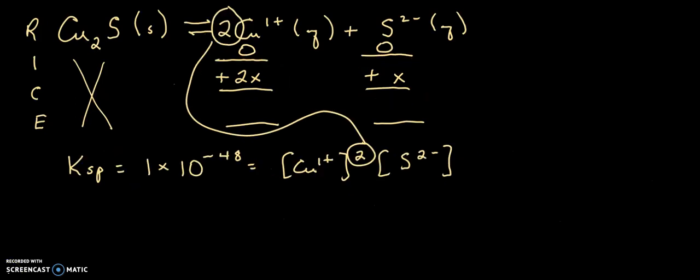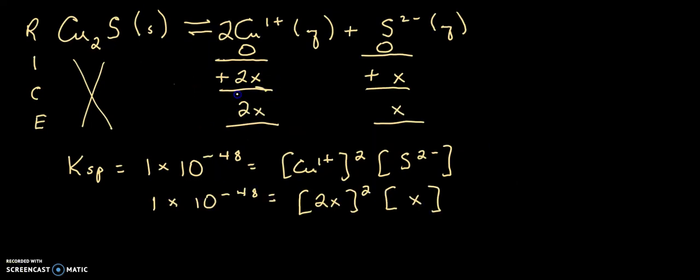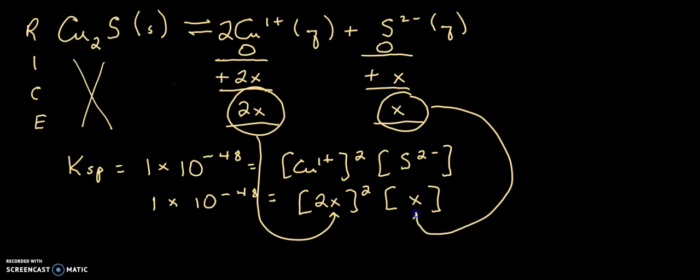Now, setting up the Ksp expression for this particular equilibrium system, let's remember that because there's a 2 in front of the copper(I) ions in the balanced equation, we get an exponent of 2 outside the bracket for the copper(I) ion concentration at equilibrium. We have to remember we're going to use the concentrations at equilibrium. So our copper(I) concentration is 2x, and inside the bracket we're going to place 2x for the copper(I). The S²⁻ concentration is x, and that's going to go inside the bracket for the equilibrium concentration of the sulfide ions.